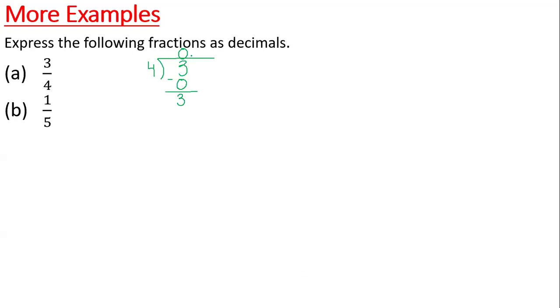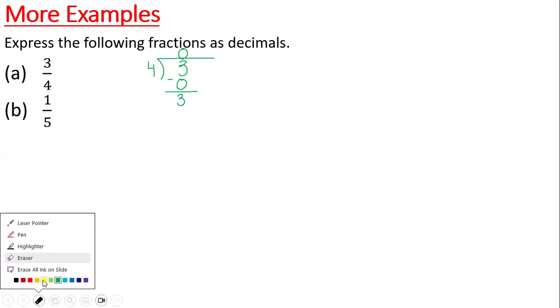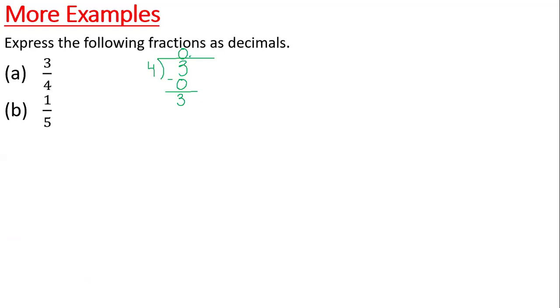Very good. Add the decimal point. The decimal point gives us the permission to add a 0. So we're gonna add a decimal point, and the decimal point gives us the permission to add an imaginary 0. So how many times does 4 go into 30? 7 times. 4 times 7 is 28.